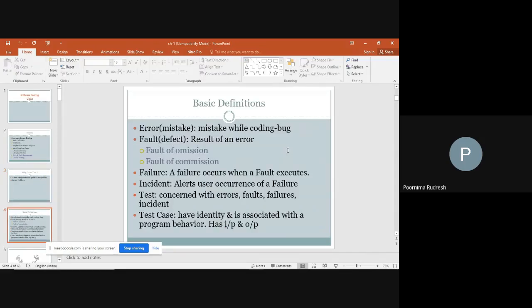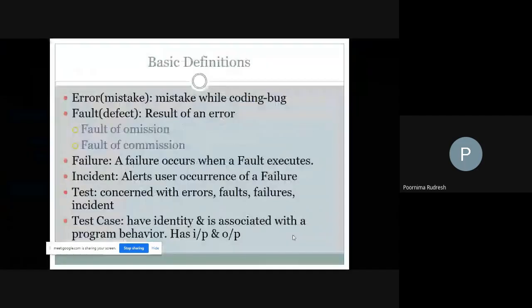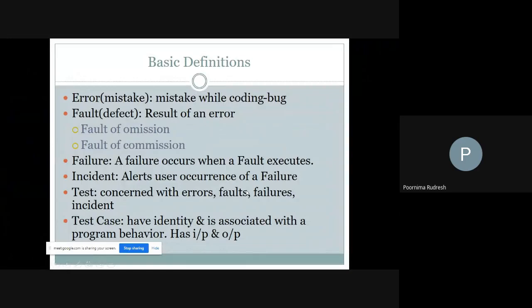So here some of the basic definitions are listed. The first one is error, second one is the fault, and third one is the failure, and fourth one is the incident. Okay. Fifth one is the test, and the sixth one is the test case. So these are some of the definitions that come in a testing process.